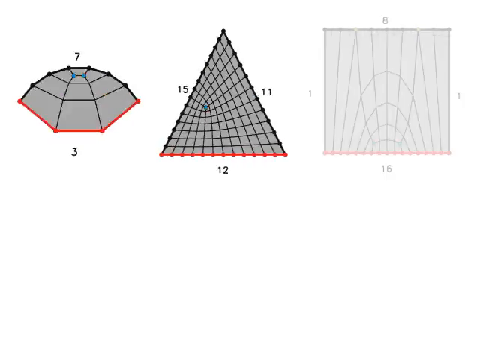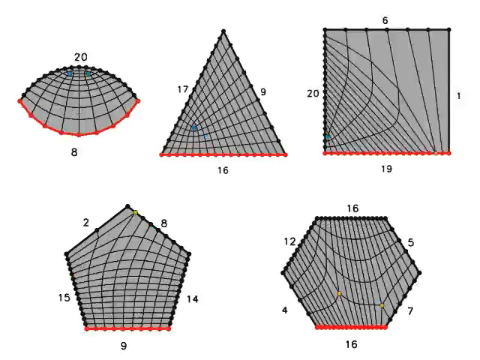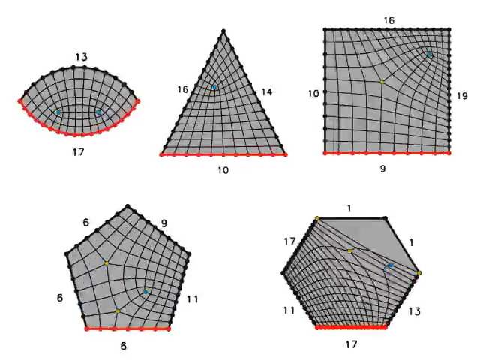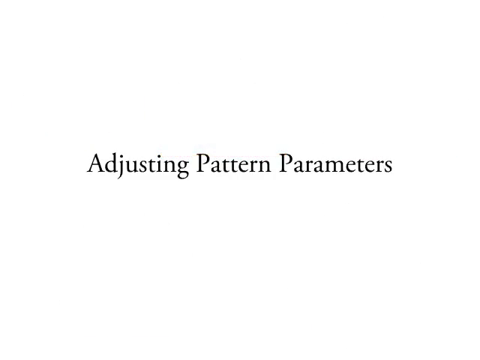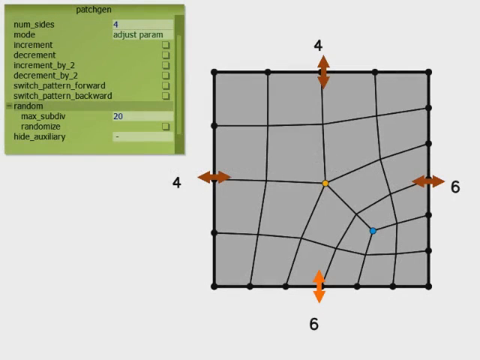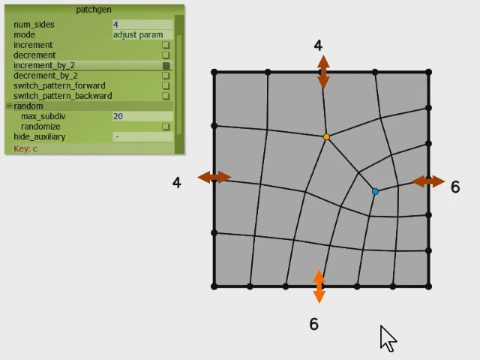Our algorithm can handle 2, 3, 4, 5, and 6-sided patches. The user can control the mesh topology by adjusting parameters of the pattern used to generate the current quadrangulation. Here, parameters are shown as arrows, and the user-selected parameter is drawn with a brighter color.